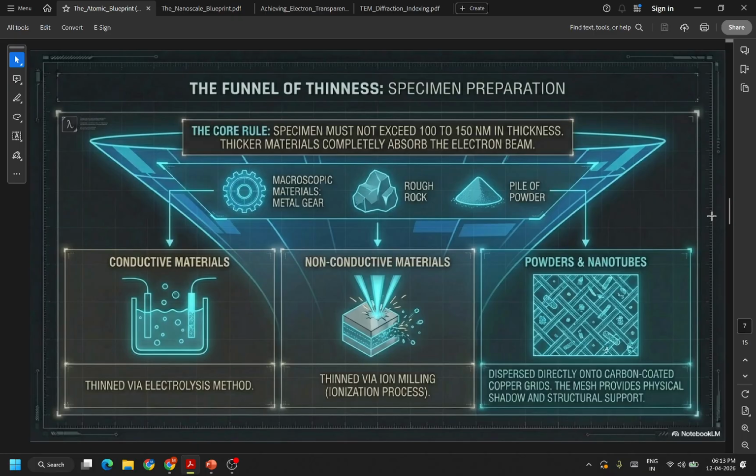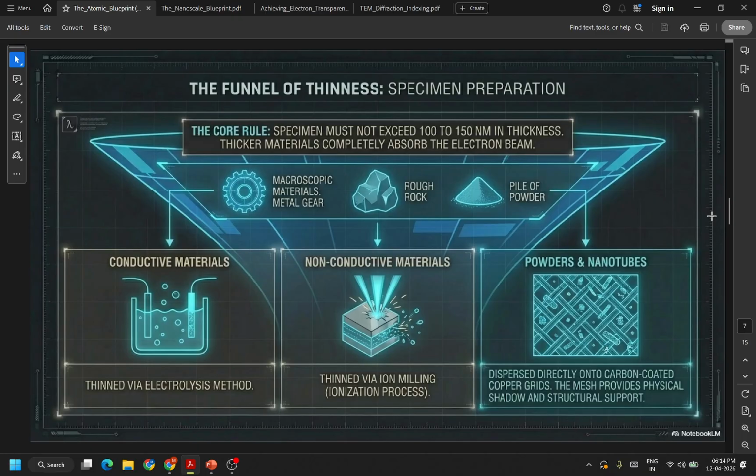So next we have our specimen. The core rule is a specimen must not exceed 100 to 150 nanometers in thickness, because thicker materials will completely absorb the electron beam and there won't be any transmitted beam. So due to that, we have to thin down the material.